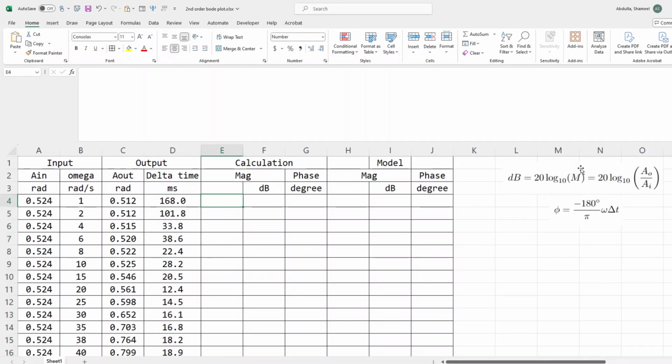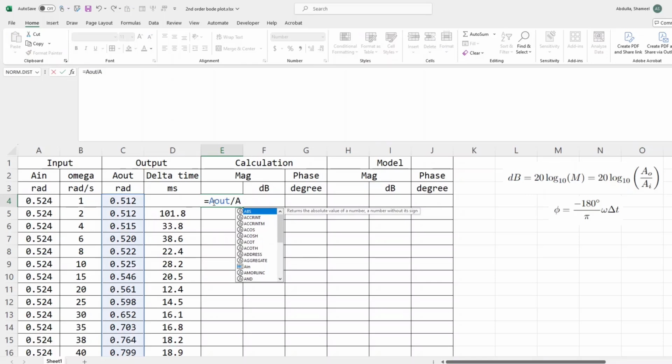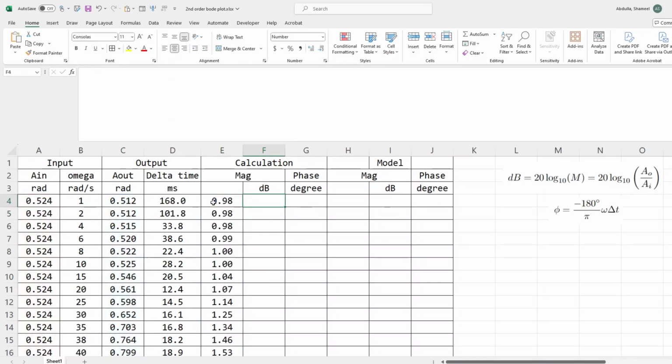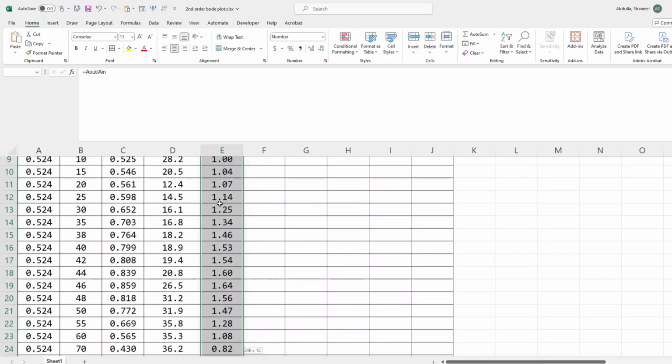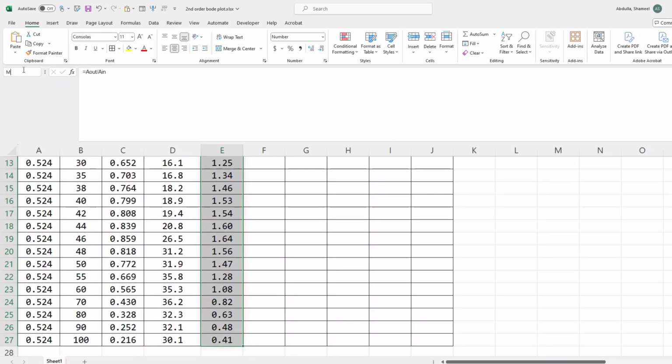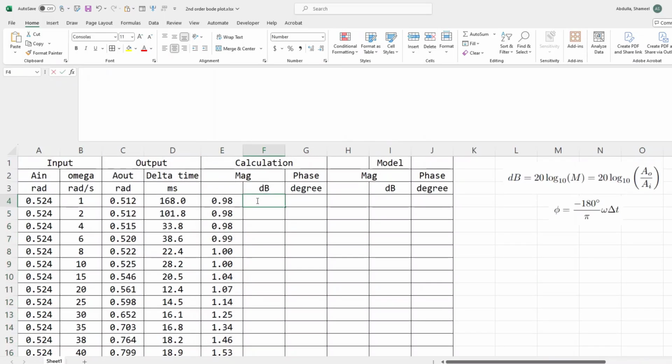So the magnitude, m, is the ratio of the output amplitude over the input amplitude. So this is A out divided by A in. And in dB, you just do 20 log base 10 of the magnitude. So let me call this the magnitude m, and this would be 20 times log 10 of the magnitude. And that's our magnitude in dB.